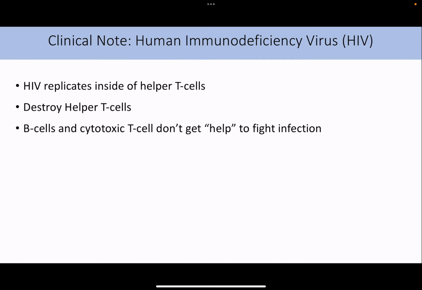We already talked about the HIV virus last time. It replicates inside of helper T cells, destroys those helper T cells, and helper T cells are needed to activate B cells and T cells. So if we don't have those helper T cells, we don't get activation of our actual cells that do the work, and so the immunity gets lowered.